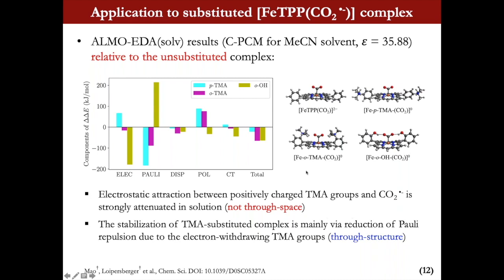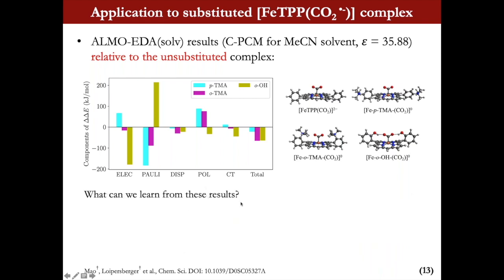And we found that in fact, the stabilization achieved by these TMA groups is through a structural mechanism rather than through space, because the TMA group is a very strong electron withdrawing group, so it can reduce electron density near this catalytic center and then reduce the repulsion with negatively charged CO2. And on the other hand, for the ortho OH complex, if we look at the fingerprint of this interaction, we will find it's very similar to a typical hydrogen bond, and this is indeed through space hydrogen bonding, which stabilizes the activated CO2.